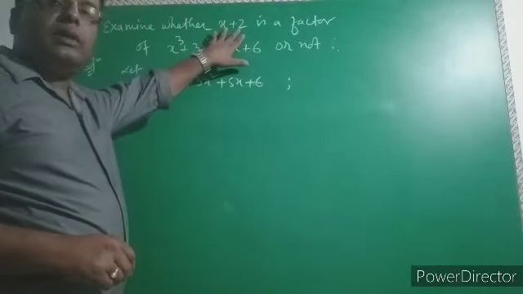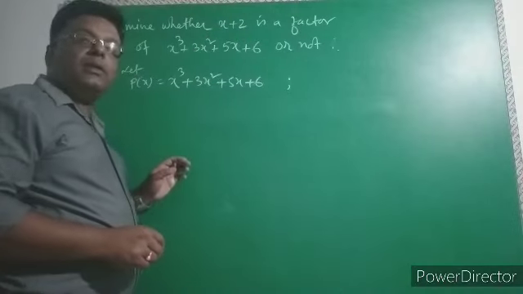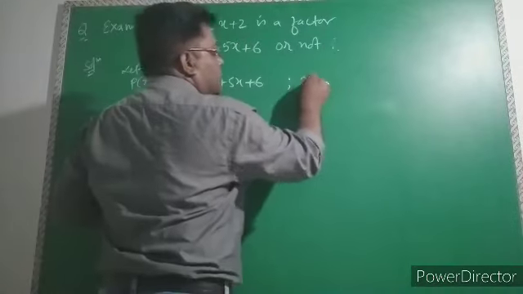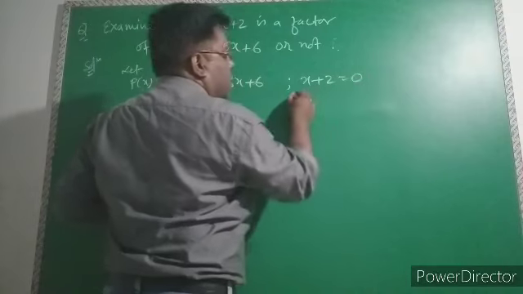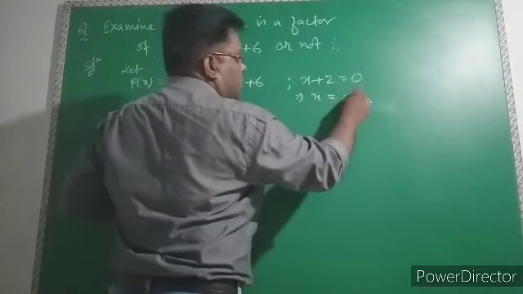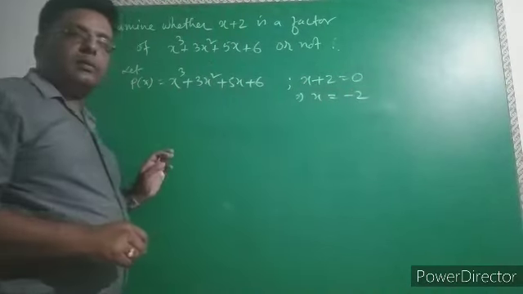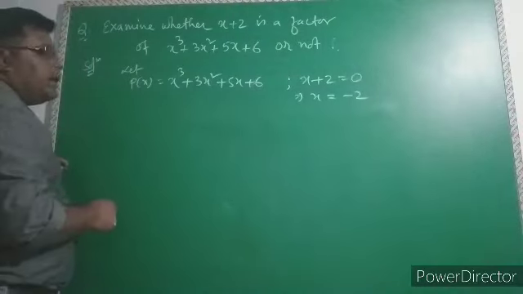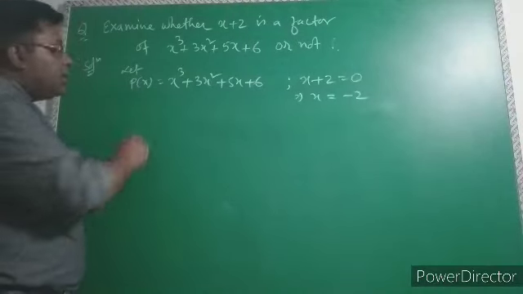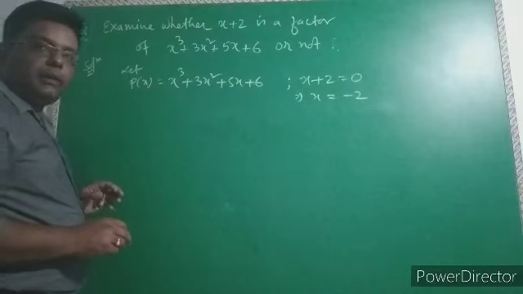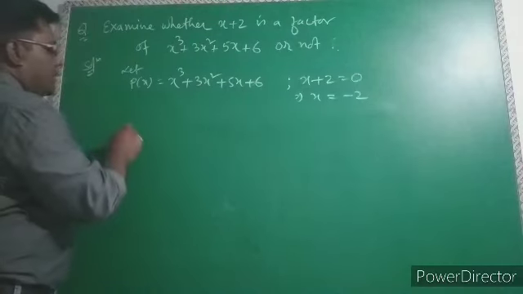This x plus 2 is equal to 0. That is, we have to find the zero of this polynomial. That is, x plus 2 equal to 0, so we get x equal to minus 2. So by the remainder theorem, we have to put x equal to minus 2 here to get the remainder.